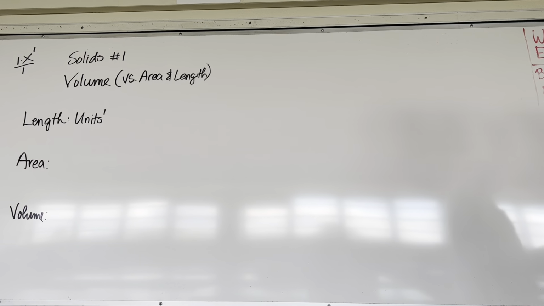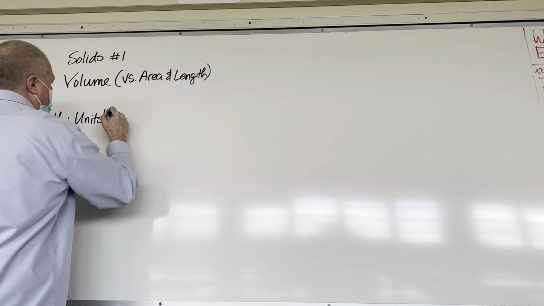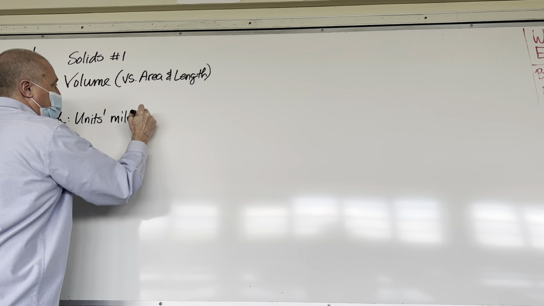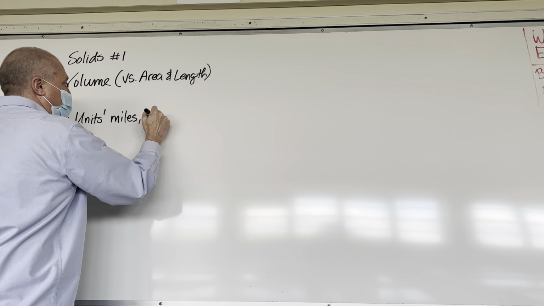So here are some typical units of length. Miles, inches, meters, length, right? Let's go to area. Area has units to the second power. Units to the second power might include inches squared, meters squared, and an interesting one, acres.